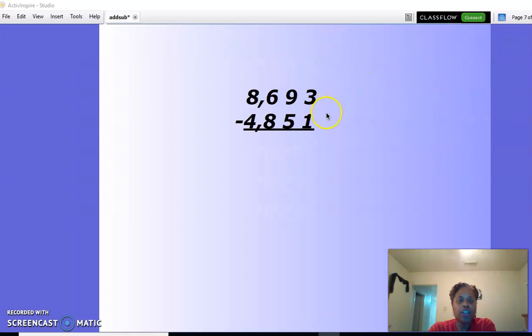Now we're going to subtract whole numbers. Whenever you're subtracting whole numbers, you're going to also start with the ones place value position. We're going to subtract 8,693 minus 4,851.